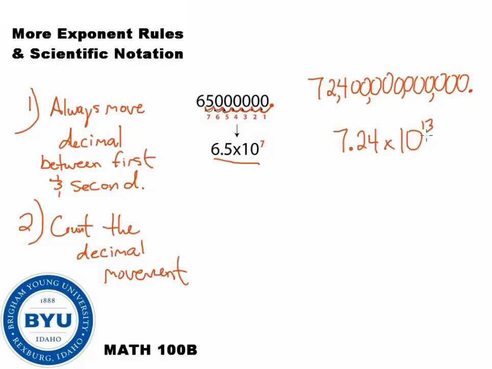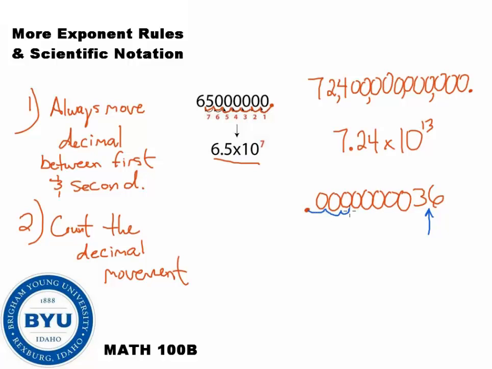Now, we can do the exact same thing with really small numbers as well. For example, if I had the number 0.00000000036. This is a really, really small number. Scientific notation can be used to write really small numbers as well. You do the exact same thing. You move the decimal place over to in between the first and second numbers. So we need to move it all the way to this location right here.